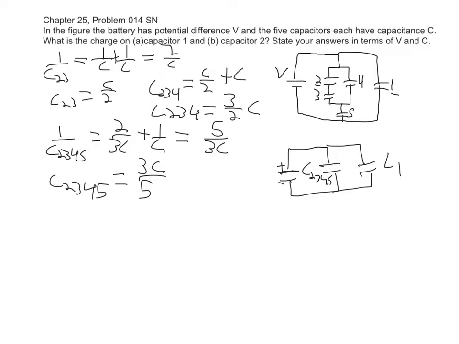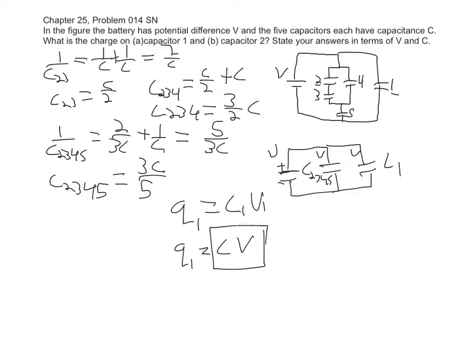So it can be observed that both C2345 and C1 have the same voltage V across them. So when you're asked to find Q1, well, that's just going to be equal to C1 multiplied by the voltage across it, V1, and we can observe that C1 is a capacitance of C, the voltage across it is the entire V, and so you would just enter into that box CV. C times V is what Q1 is.